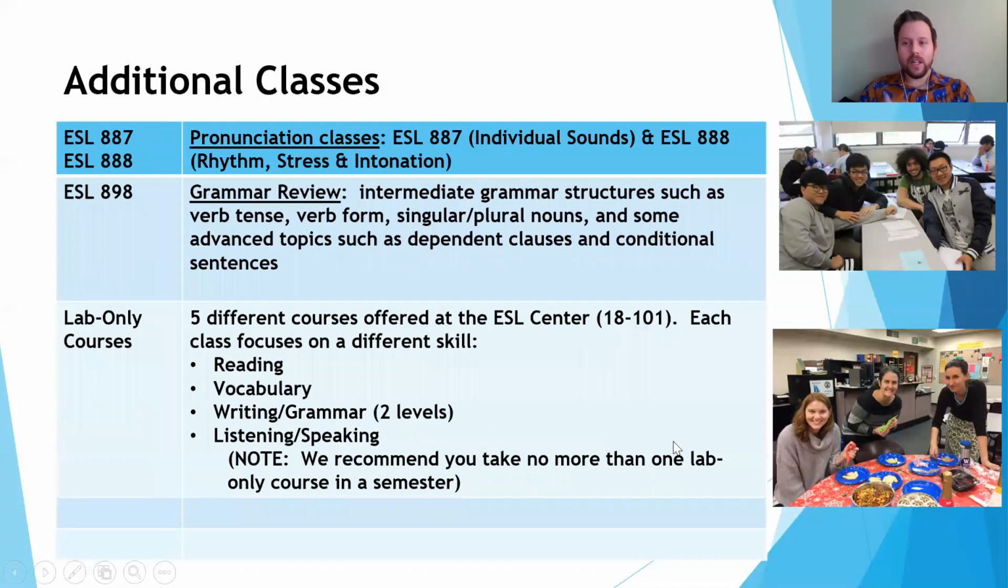We also offer classes in other skills outside of grammar, writing, reading, vocabulary, and listening and speaking. We offer 2 pronunciation classes, ESL 887 and ESL 888. ESL 887 is about the individual sounds of English. In this pronunciation class, you practice your vowel sounds and your consonant sounds. So it will teach you the correct mouth position and the correct way to vocalize the individual sounds of English.